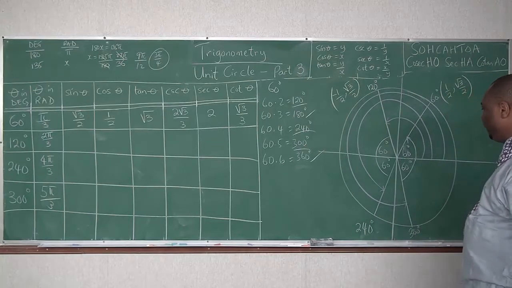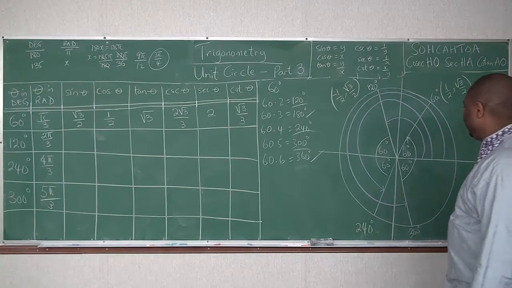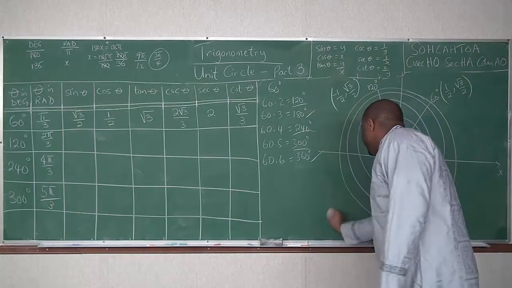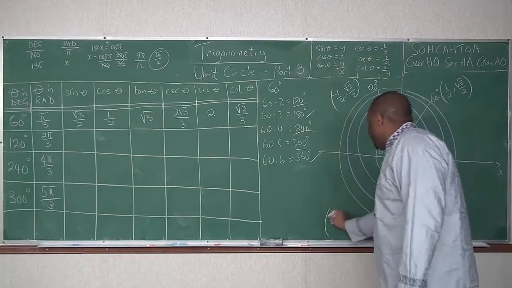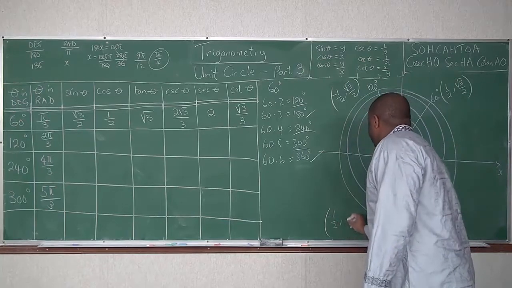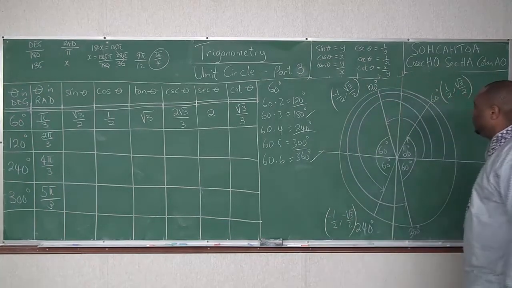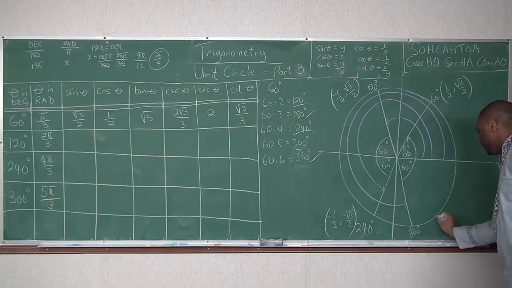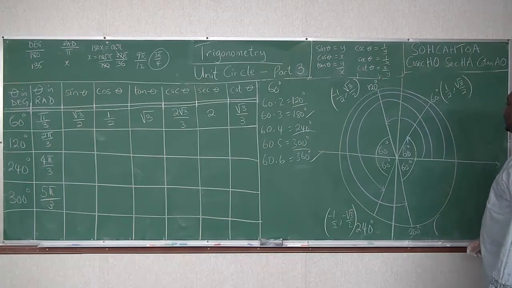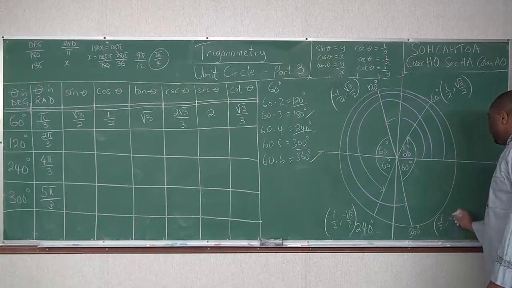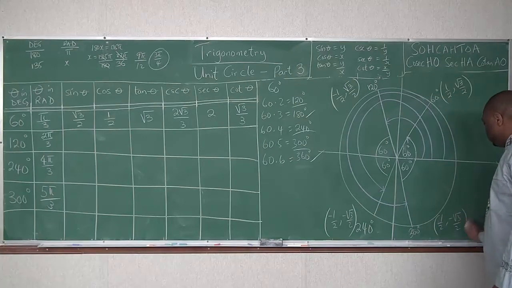Okay? Then 240 degrees is in the third quadrant. Third quadrant here, both of them are negative. Negative 1 over 2, negative root 3 over 2. And then 300 is the fourth quadrant. Fourth quadrant, x is positive, y is negative. So 1 over 2, comma, negative root 3 over 2.